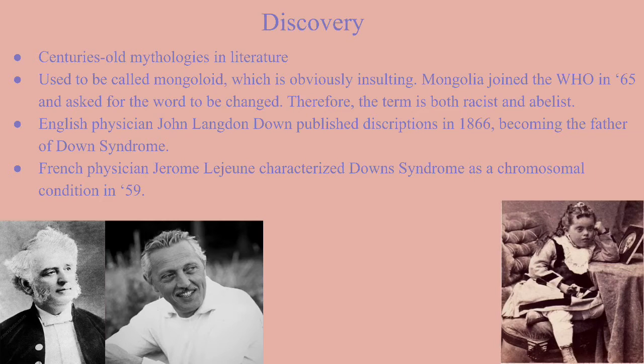English physician John Langdon Down published descriptions of Down syndrome in 1866, and so he became the father of this genetic disease. The French physician Jerome Lejeune characterized Down syndrome as a chromosomal condition in '56. So both of these men are in one corner, but then in the other corner, I have a little girl with Turner syndrome here. This photograph is an example of people with Down syndrome in the arts, particularly in photography.